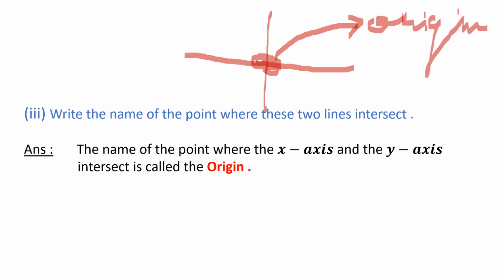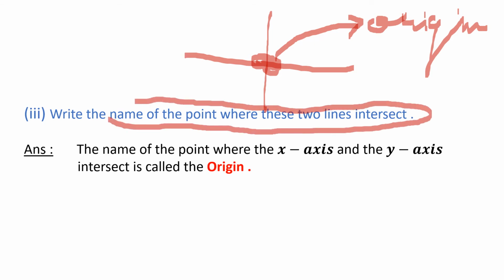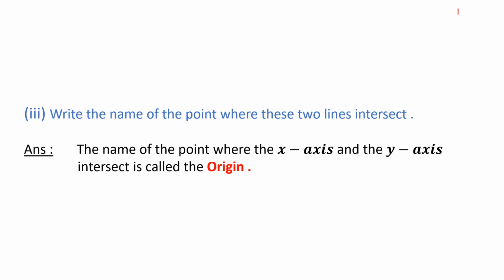They have asked us to write the name of the point where these two lines intersect. So these two lines intersect at which point? Origin, right? So they intersect at the origin. So the name of the point where the x and the y-axis intersect is called the origin.